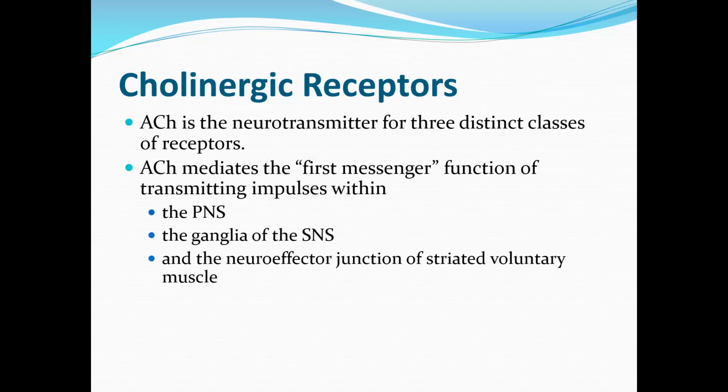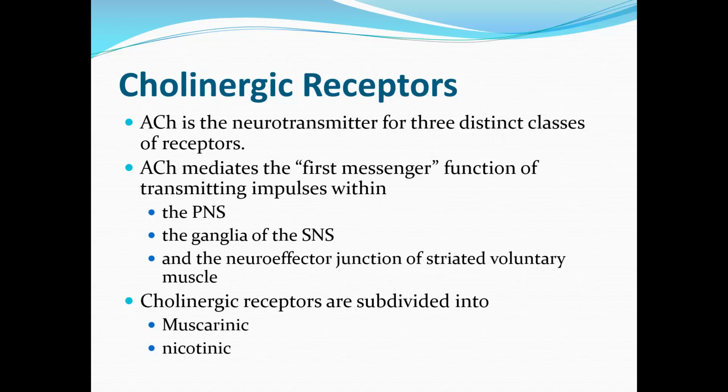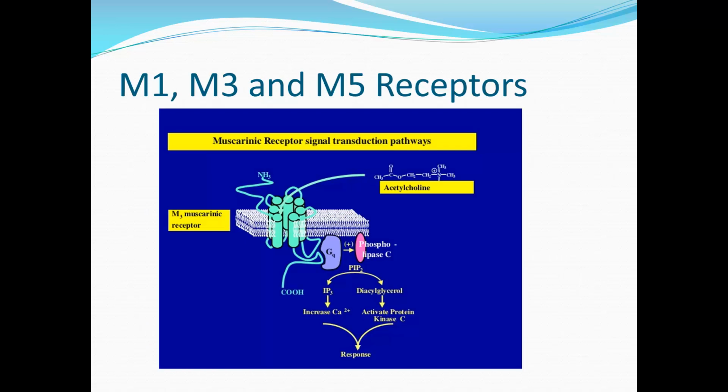It mediates the first messenger function of transmitting impulses within the parasympathetic nervous system. Remember, the preganglionic and postganglionic neurotransmitter for parasympathetic was acetylcholine. The ganglia of the sympathetic nervous system have acetylcholine as a neurotransmitter, and also the neuroeffector junction of striated voluntary muscles. Cholinergic receptors are divided into two categories based on activation by nicotine and muscarine, so muscarinic and nicotinic.